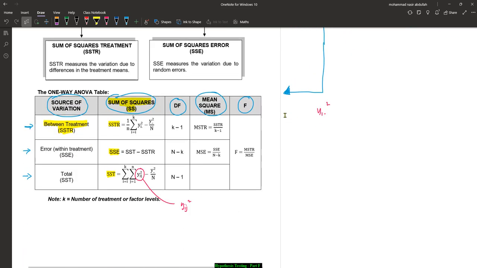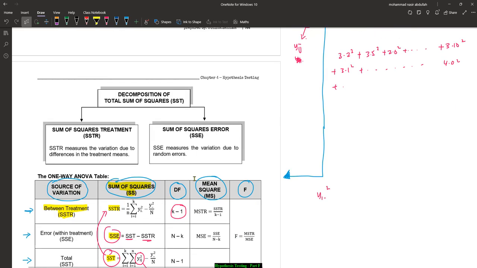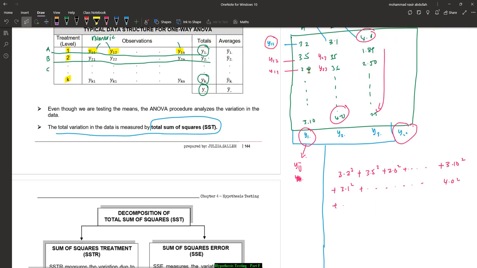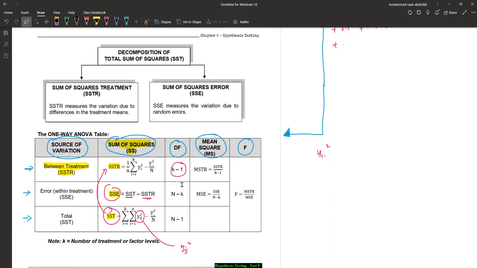So the sum of square error means the sum of square total minus sum of square treatment. This one minus this one. So you will get the sum of square error. So the degree of freedom is k minus 1. K is the number of groups, right? So let's say you have 3 groups here. So 3 minus 1. Right, so N, capital N, is the total observations. So however many observations you have minus the number of groups. So the degree of freedom for total is number of observations minus 1.